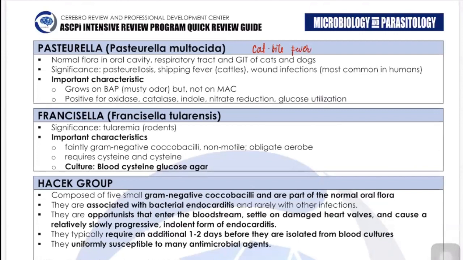So this is the causative agent, of course, of pasteurellosis, the sheeping fever in cattle, and wound infection, which is most common in humans. It grows on blood agar plate with a characteristic musty odor, but not on MacConkey agar. It is positive for oxidase, catalase, indole, nitrate reduction, and glucose utilization. Additionally, it is susceptible to penicillin. So take note of the cat bite fever.